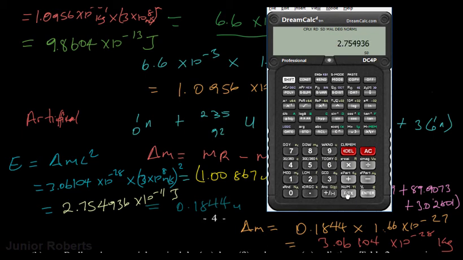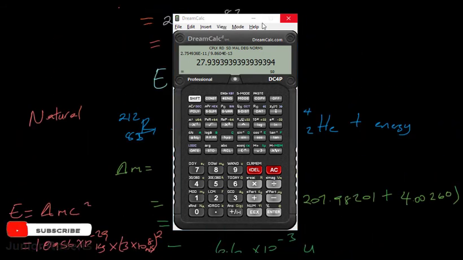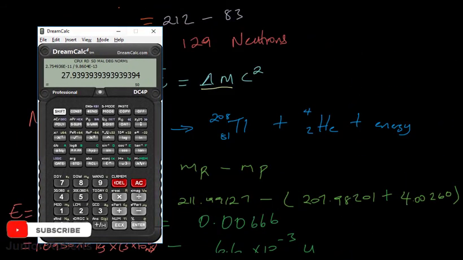2.754936 × 10^-11 divided by 9.8604 × 10^-13, right? And we get 27.9. So we can see now that the ratio would be 27 to 1, right?